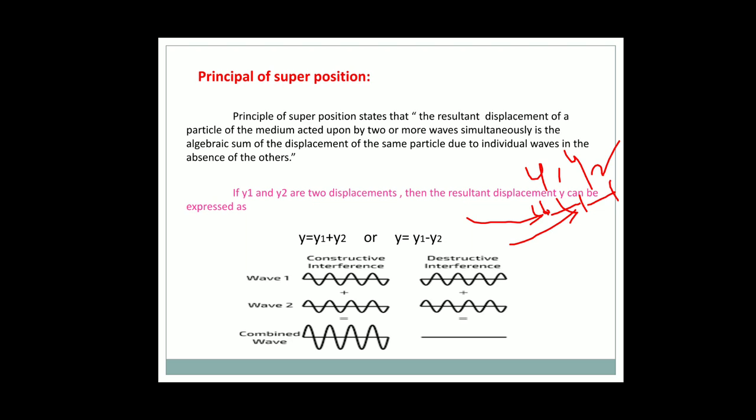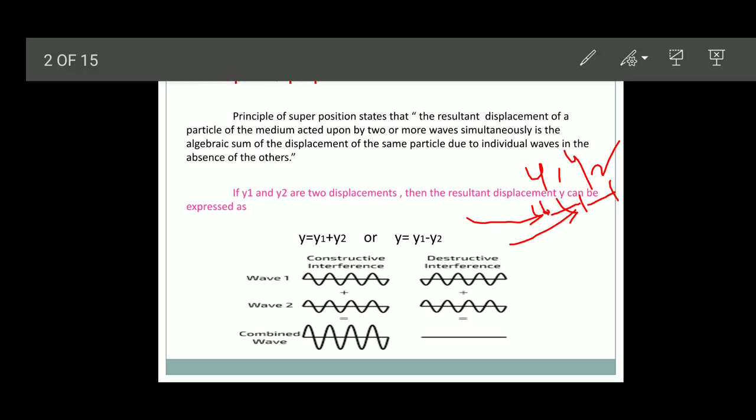Why it is minus is because if the particle is moved in the opposite direction due to the two waves, then the resultant displacement is the difference of the two displacements. So it is taken as the algebraic sum of the displacements. So the principle of superposition states that the resultant displacement of a particle of the medium acted upon by two or more waves simultaneously is the algebraic sum of the displacements of the same particle due to individual waves in the absence of others.